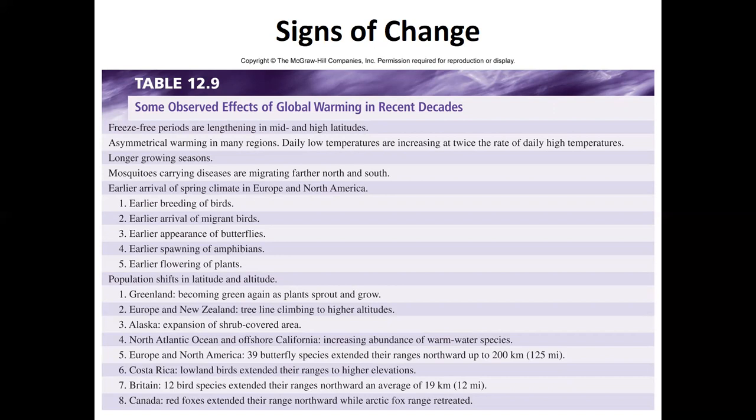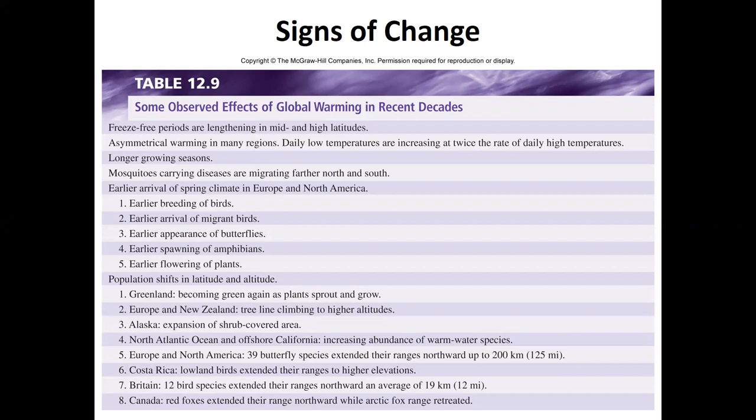Greenland is becoming green again as plants sprout and grow. In Europe and New Zealand, the tree line is climbing to higher altitudes in the mountains. Alaska is having an expansion in the shrub-covered area. In the North Atlantic Ocean and offshore California, there is increasing abundance of warm water species. We even see the species of fish in Narragansett Bay changing as the water in the bay warms.